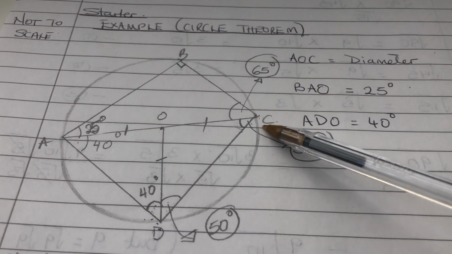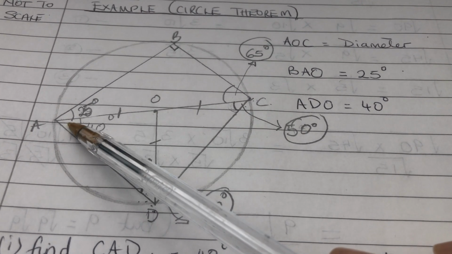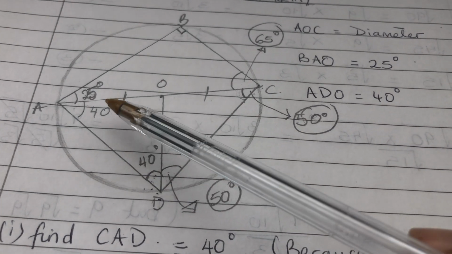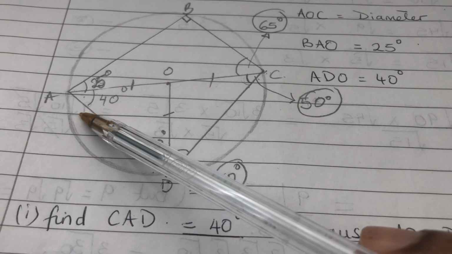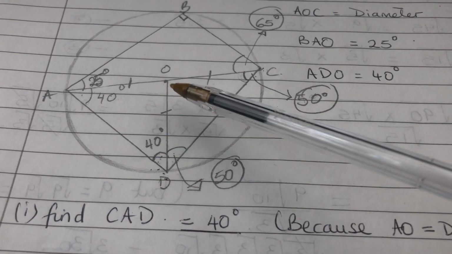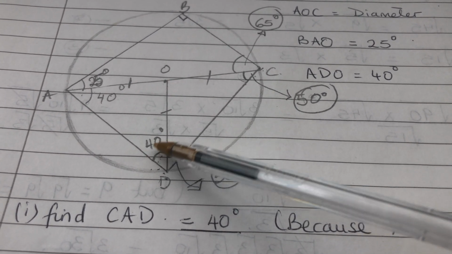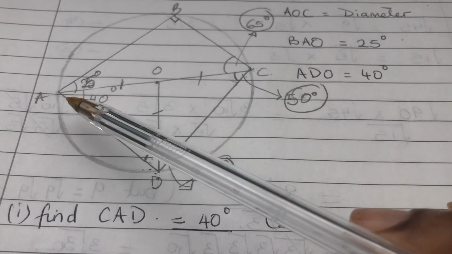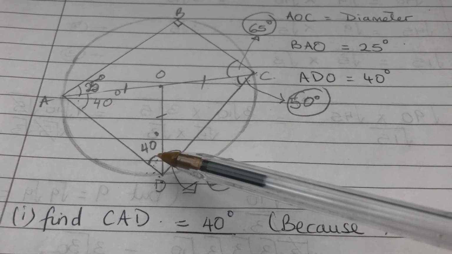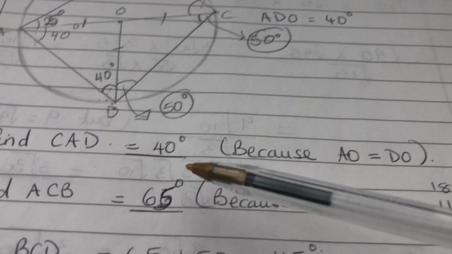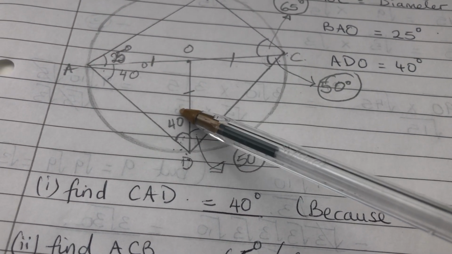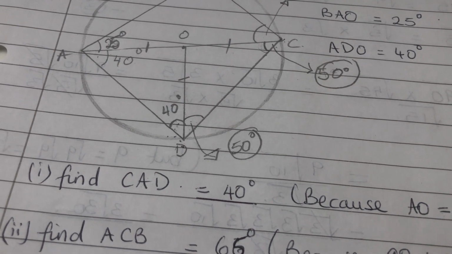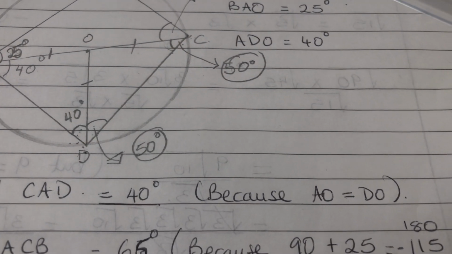CAD, the angle here. So if ADO is 40, then CAD will be 40. So this and this will be 40. That's why I have that, because this and this are equal. It's part of the circle theorems we've learned, okay.